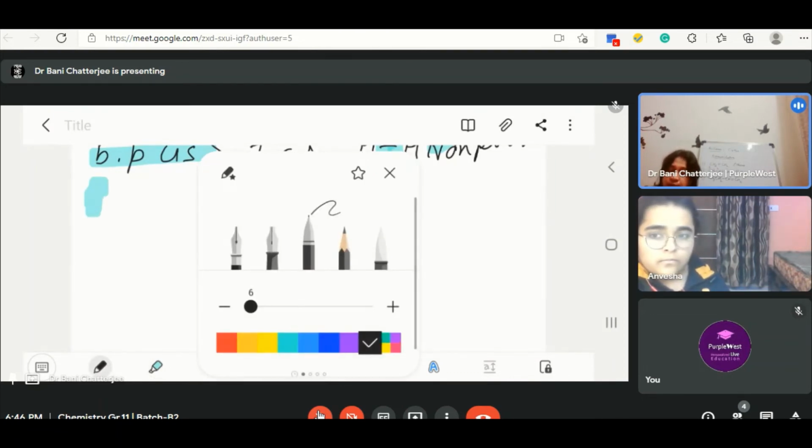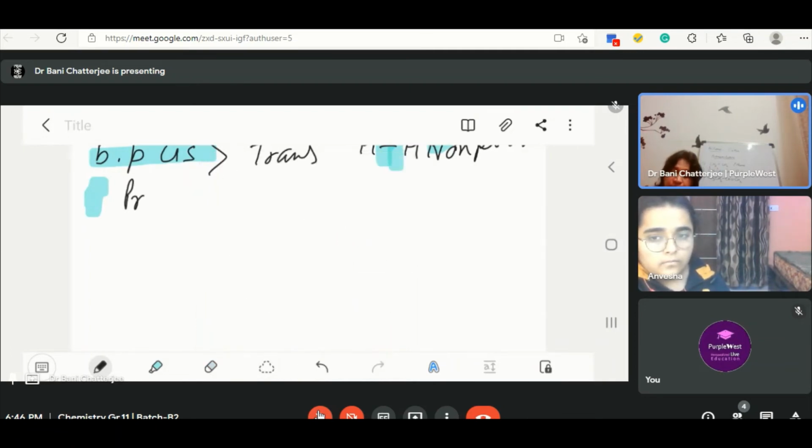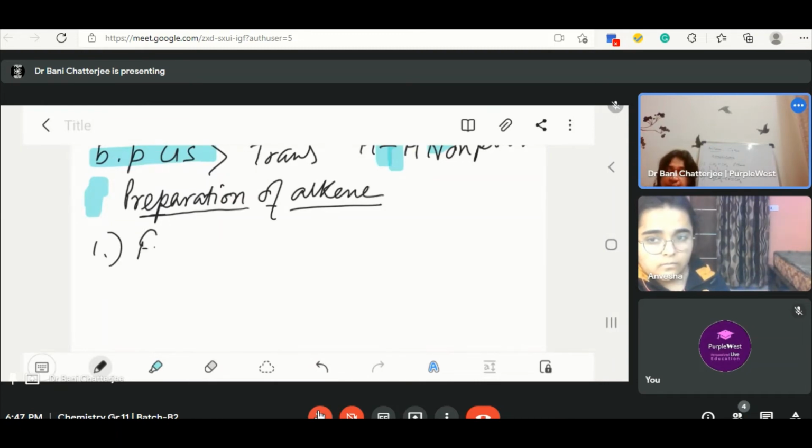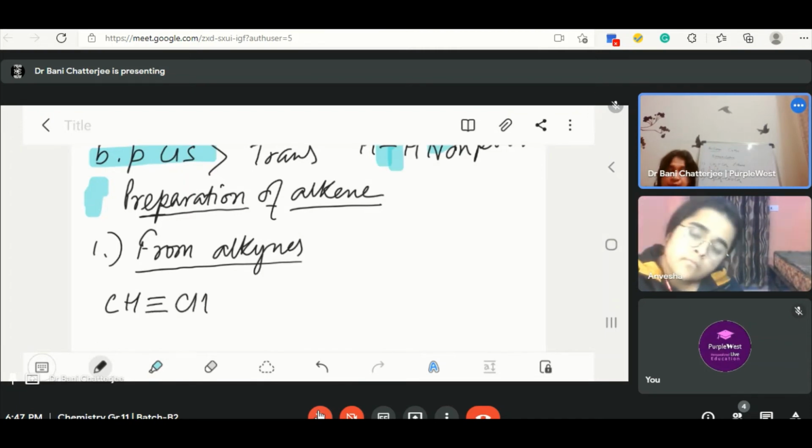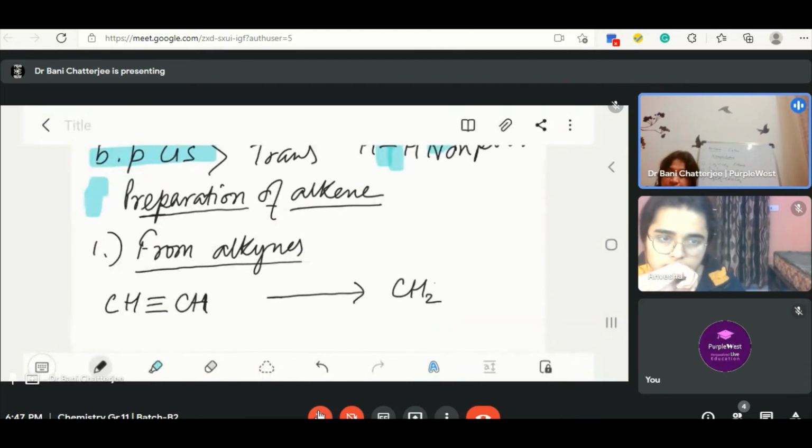Preparation of alkynes only. Alkenes, sorry. Preparation of alkenes. First we are going to do it from alkynes. Alkyne means triple bond. So if you have a triple bond, how will you get CH2 double bond CH2?